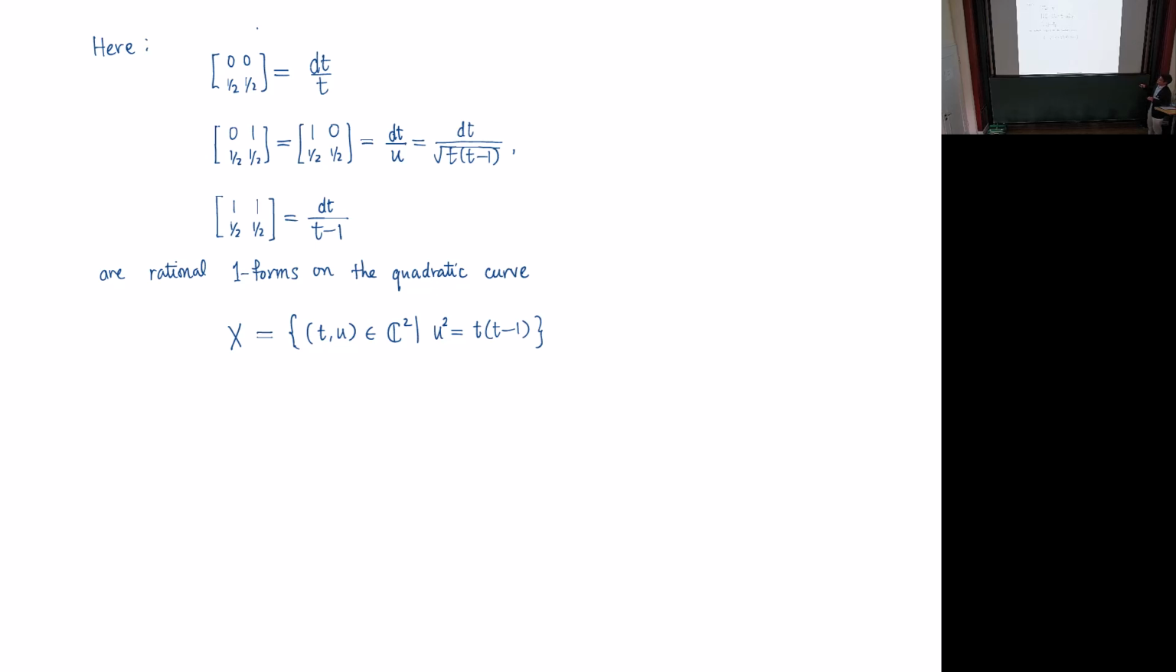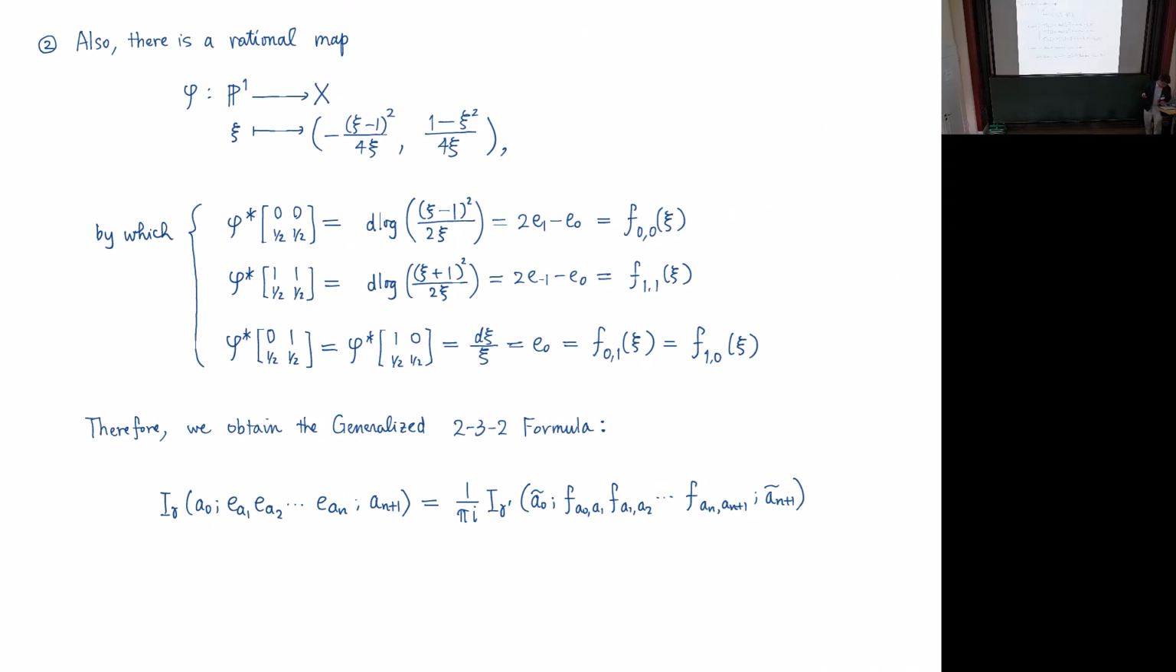But the intermediate case is something different. It's dt over the square root of t times t minus 1, which is a rational one form on the quadratic curve u squared equals t times t minus 1. But here is a nice thing. This quadratic curve, of course, because it's quadratic, is rational. It's of genus 0. So you have a rational map from P1, given by this. And then by pulling back the forms, we have rational one forms on P1.